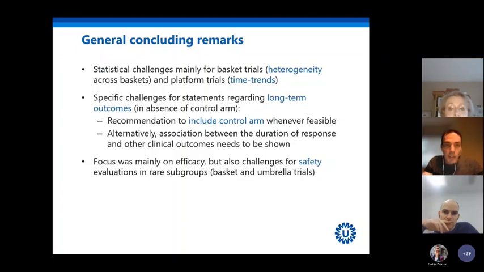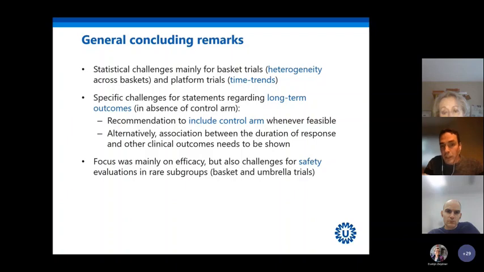So to conclude, I think most of the challenges are there for the basket trials and the platform trials, mainly the heterogeneity in the basket trials and the time trends in the platform trials. But there still are some open issues with regard to the long-term outcomes. Of course, you can solve these partly by including a control arm in the basket trials and in the umbrella trials whenever feasible, or show that there's an association between the duration of the response and the other clinical outcomes, such as overall survival.